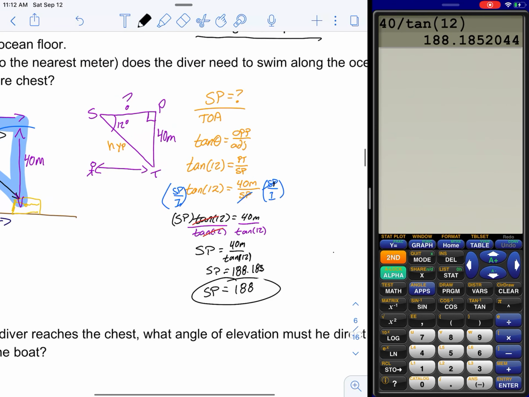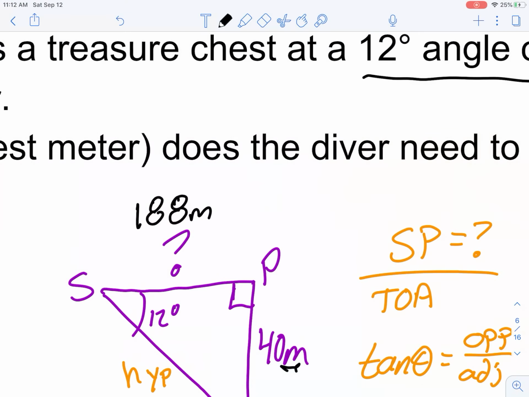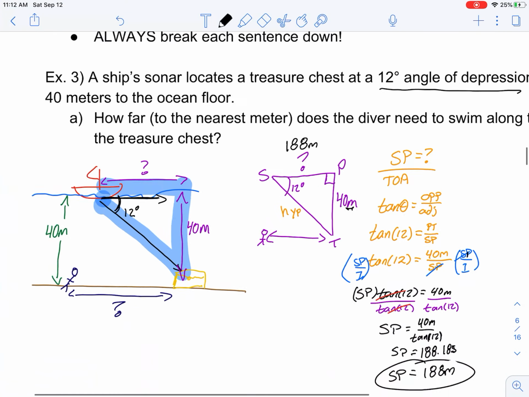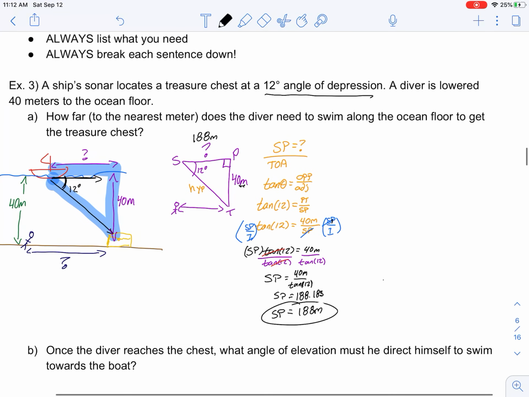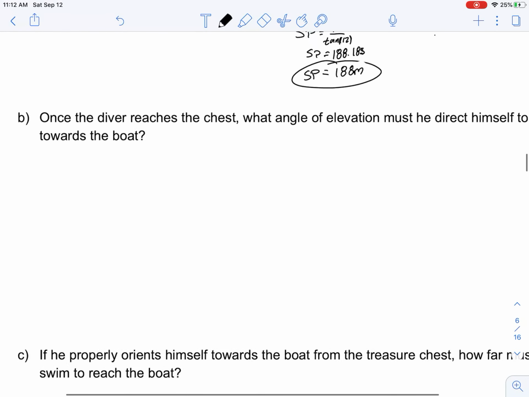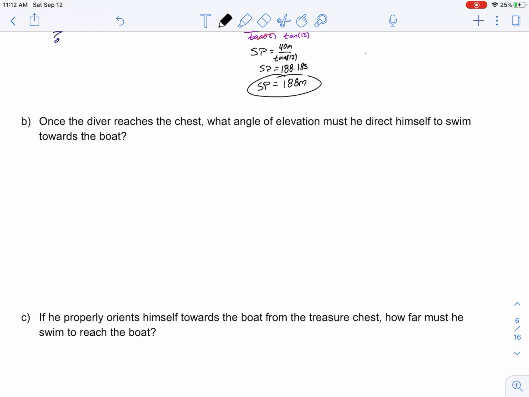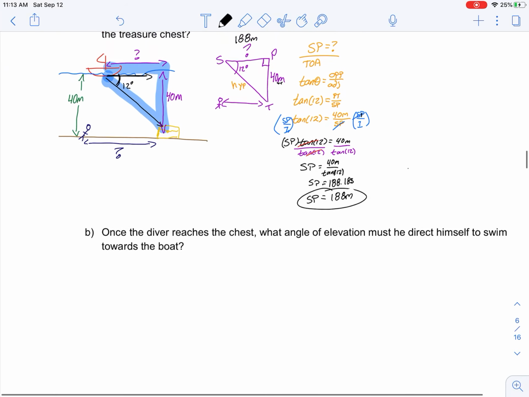So we just solved the length. What are we measured in? Meters. So this is 188 meters. So it looks like our diver needs to swim 188 meters to the right. Okay. Let's move on to B now. You can pause and copy this down if you need. Once the diver reaches the chest, what angle of elevation must he direct himself to swim towards the boat?